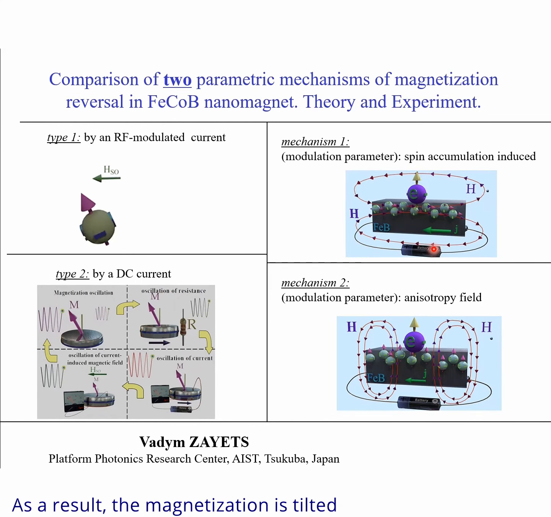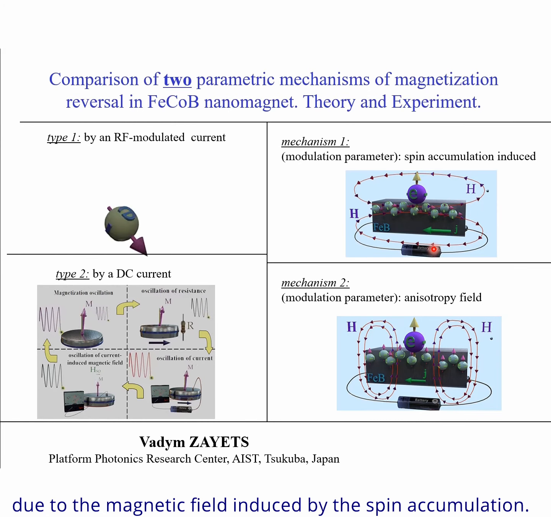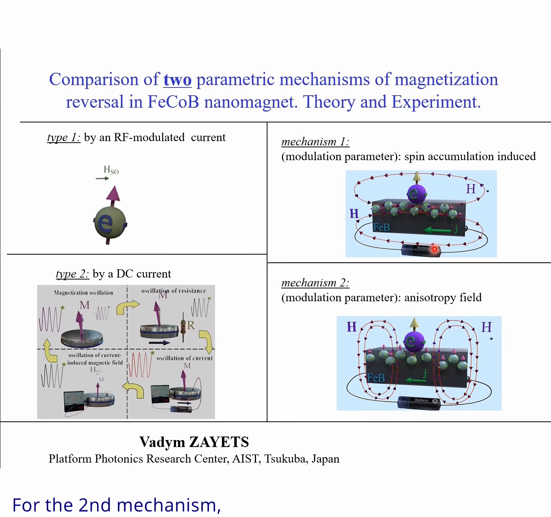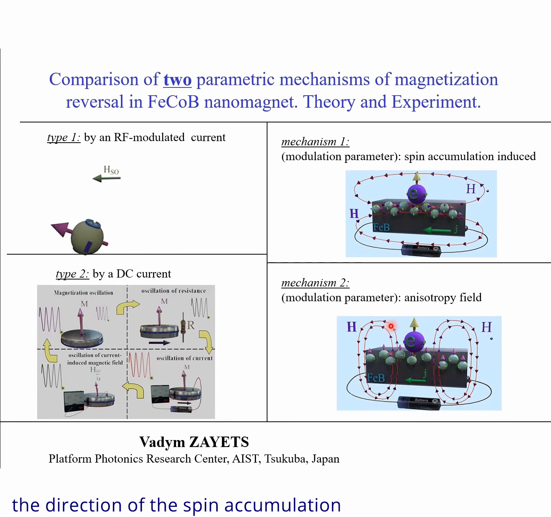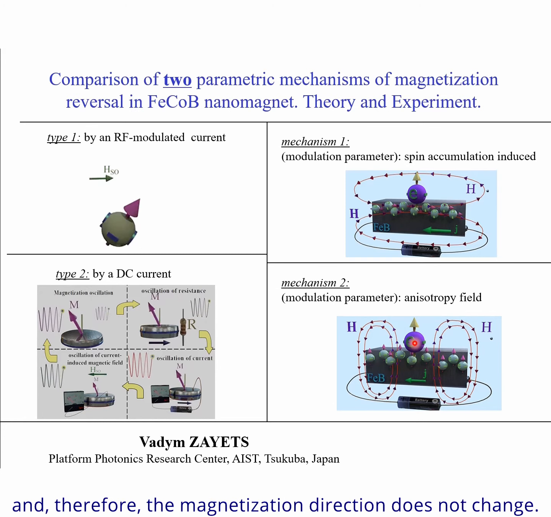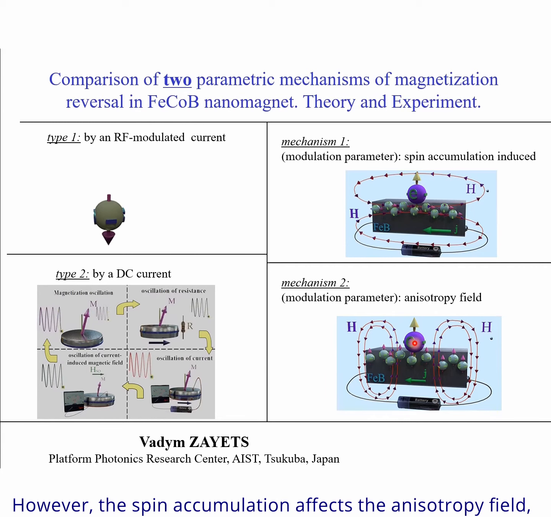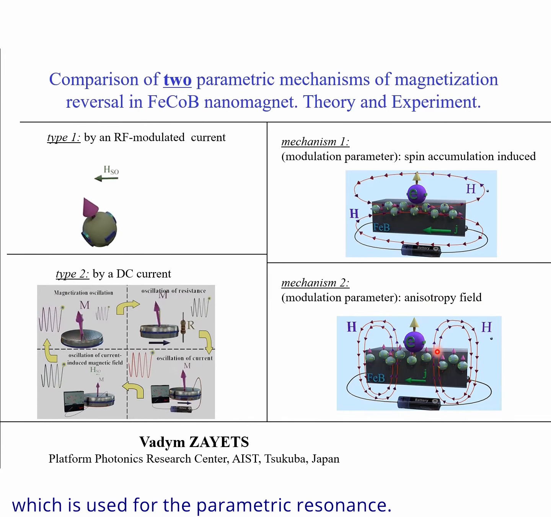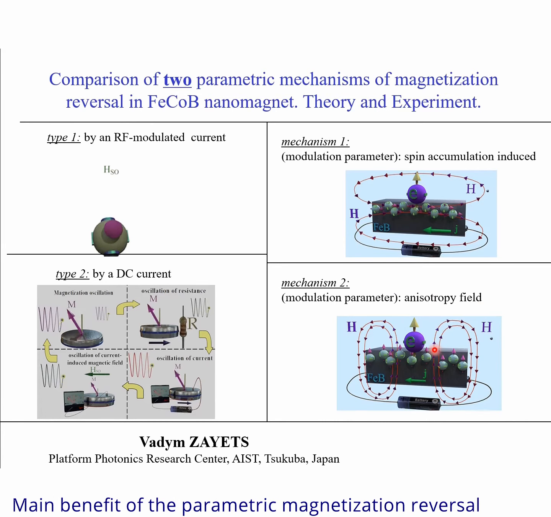As a result, the magnetization is tilted due to the magnetic field induced by the spin accumulation. For the second mechanism, the direction of spin accumulation is along the magnetization, and therefore the magnetization direction does not change. However, the spin accumulation affects anisotropy field, which is used for the parametric resonance.